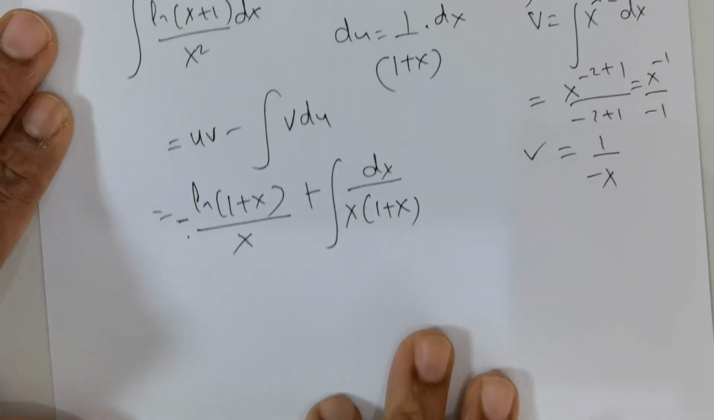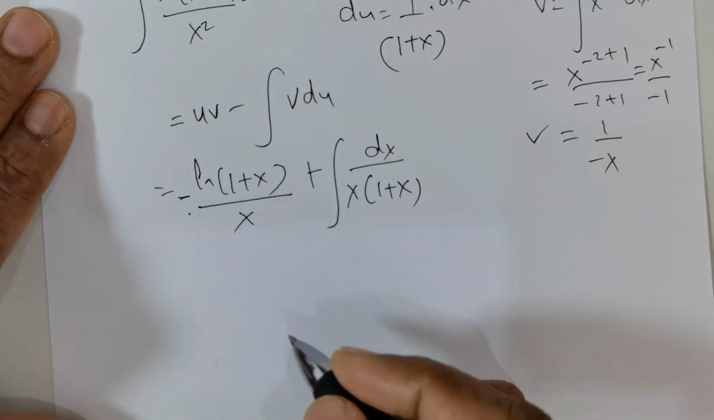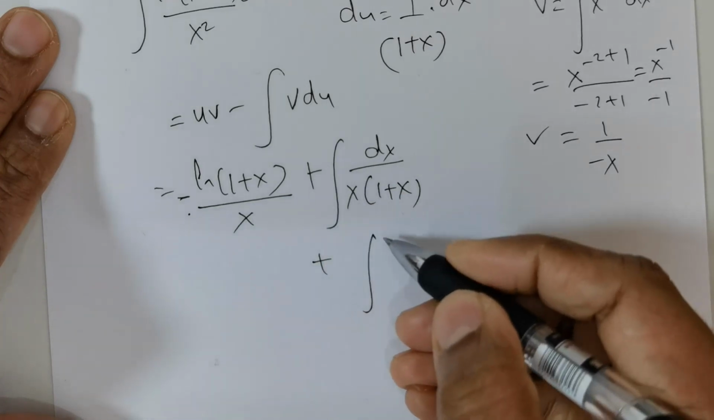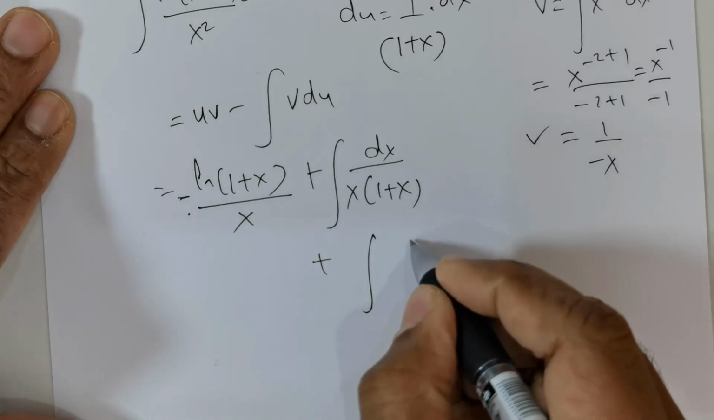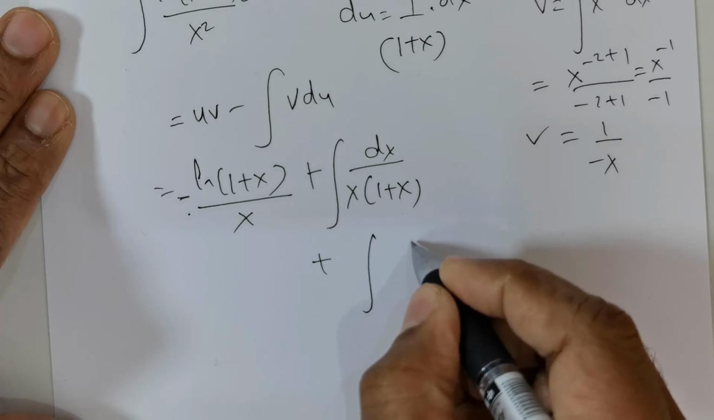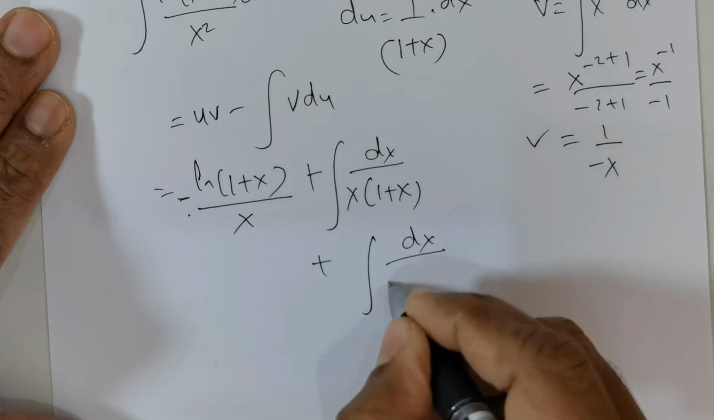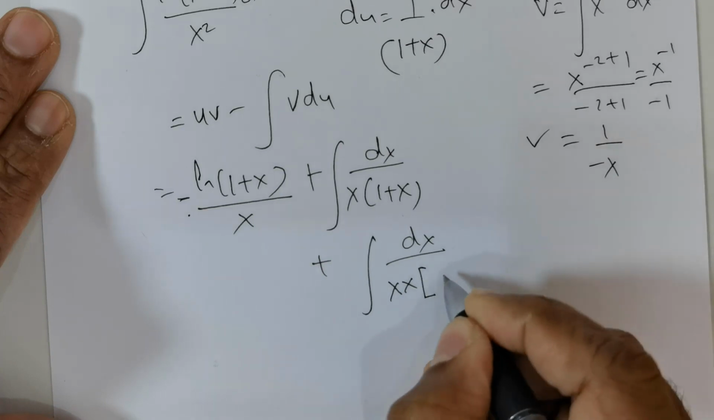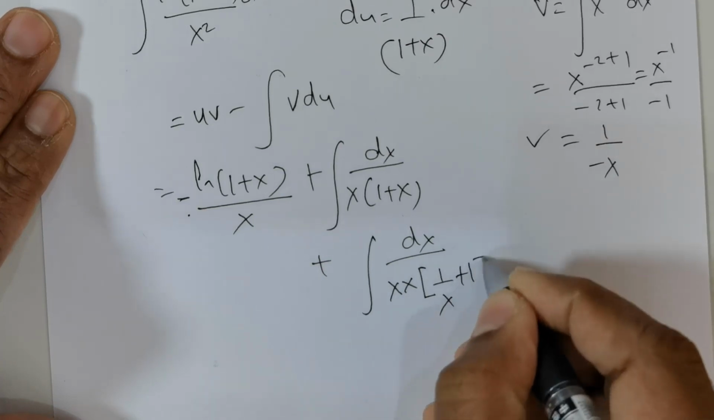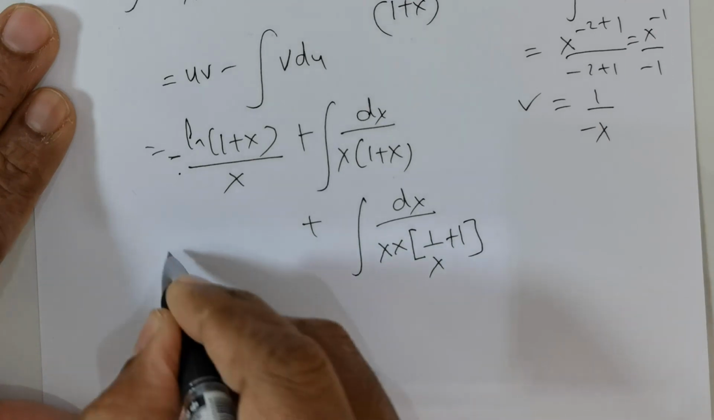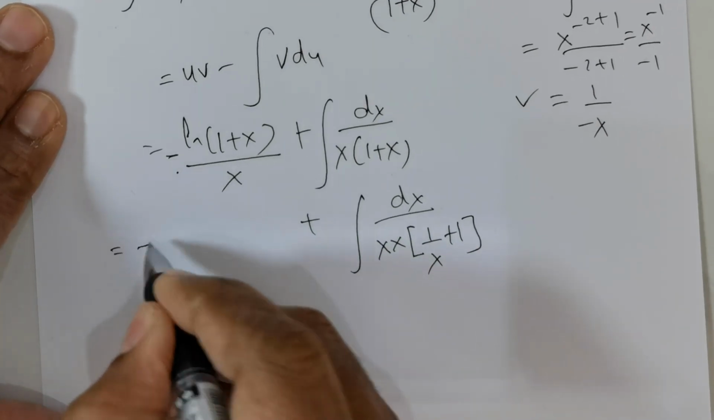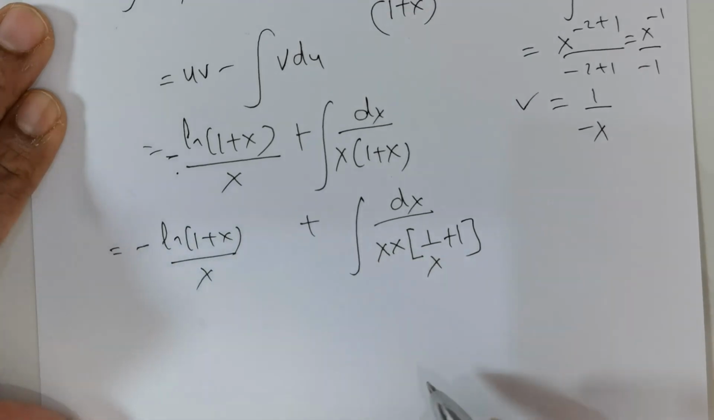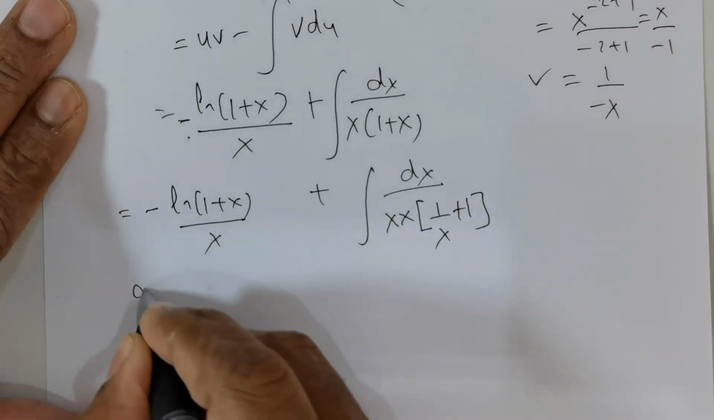But we need to integrate this. So this can be rewritten using partial fractions, but what I would do is just take x out. If I take x out, I would get 1 over x times 1 over (x + 1), and on this end you are going to have negative ln(1 + x) divided by x. So I would like to consider this first.